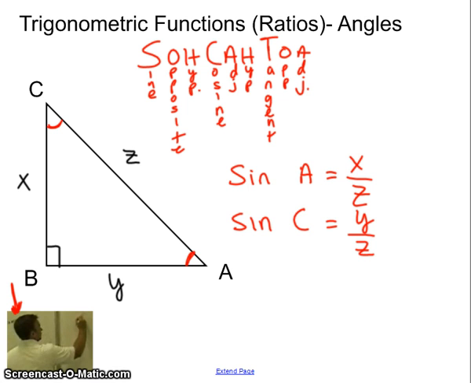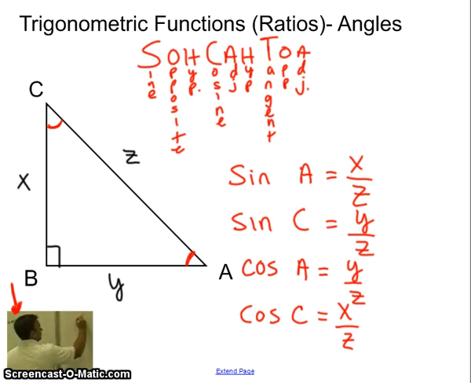I can also find the measure of angle A or angle C by using cosine. Cosine of angle A is adjacent over hypotenuse, and the adjacent side is Y over Z, which is the hypotenuse. And then cosine of angle C is the adjacent side, which is X over Z.